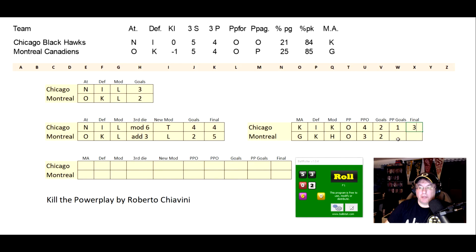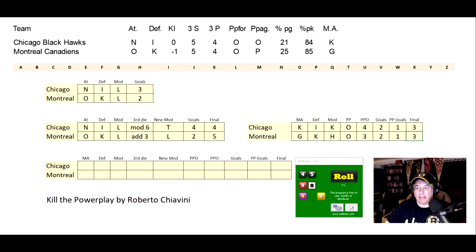Montreal has 3 power play chances. So we start with the Montreal power play, 25 or less. Here we go. It's a 94. No. So now we go to the Chicago penalty kill. So they need 85 or higher. Yes, they did. So Montreal gets 1 on the power play. Now their final attempt, because they're home and it's an uneven amount, they can roll on their home power play. 98 is way above that. So it's a 3-3 final.